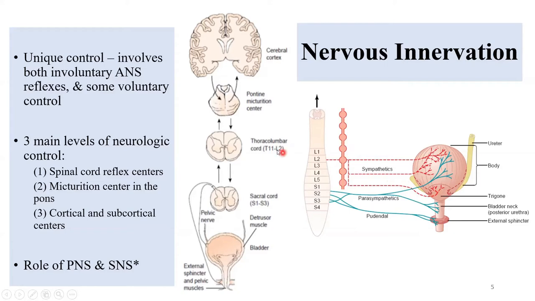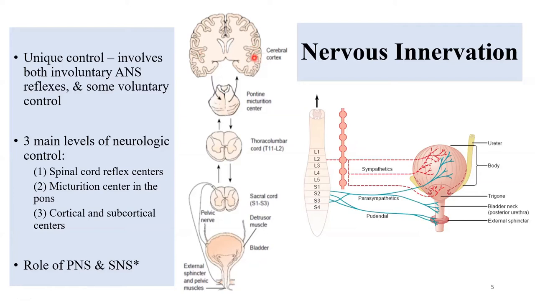So as we are going from the bladder upwards, we spoke about the sacral segment, parasympathetics should come into mind; thoracolumbar segment, sympathetics should come into mind. Then we go up, and here we see that at the level of the brainstem, specifically the pons, you have a micturition center, which we'll touch upon later.